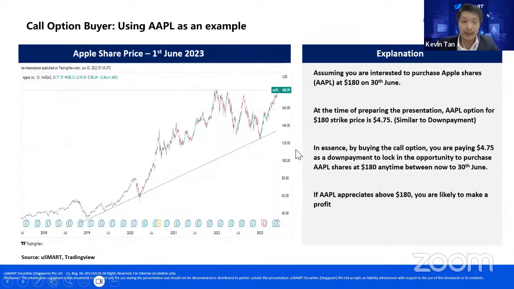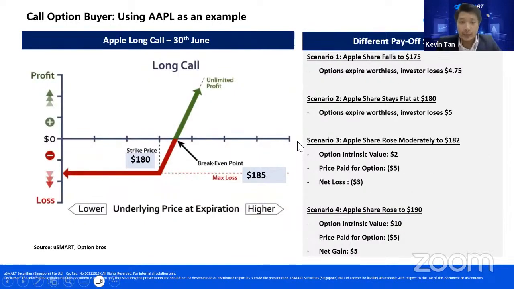Okay, and with that, I would like to share with you some potential examples of what will happen to your profitability if the Apple share price fluctuates within a certain range. This is what we call a payoff diagram in options. Let's assume that you would like to buy Apple at a $180 strike price with a $5 premium.